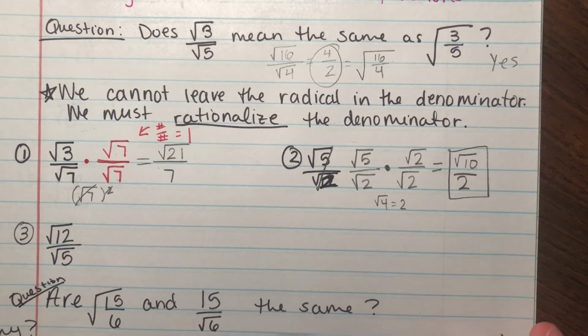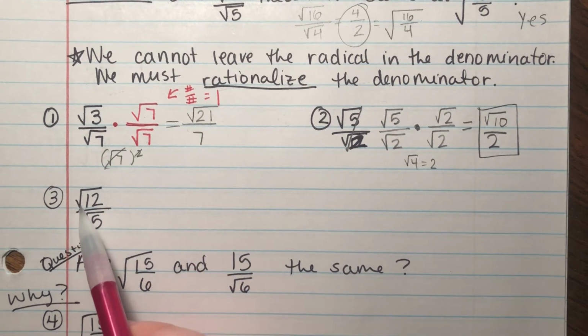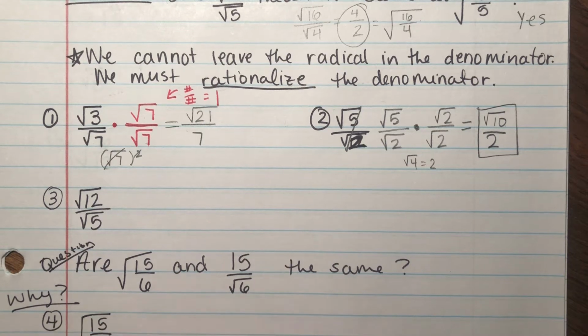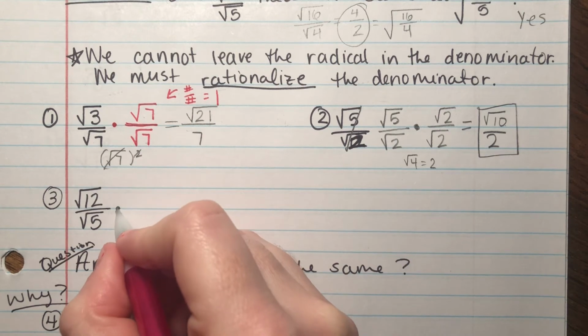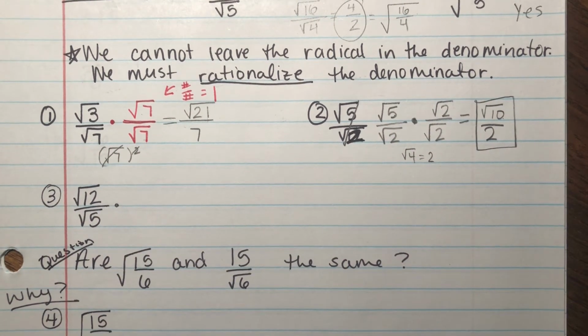All right, let's look at number 3 here. We have the square root of 12 over the square root of 5. All right, so we have to rationalize the denominator. Now, if you'll think back to when we were doing rational expressions, remember how we had to find the least common denominator and then multiply by that to get rid of the denominator? That's essentially what we're doing here, but we're not actually getting rid of the denominator. We just want to get rid of the radical in the denominator.